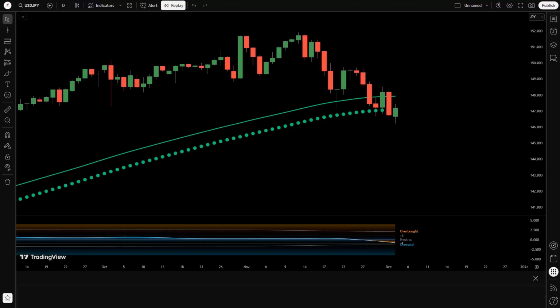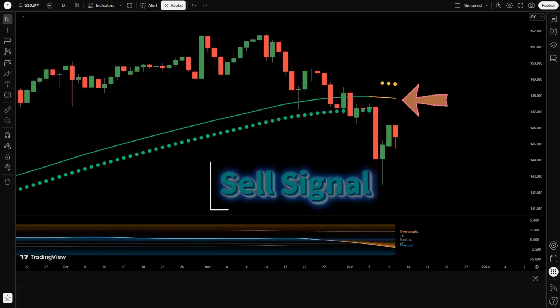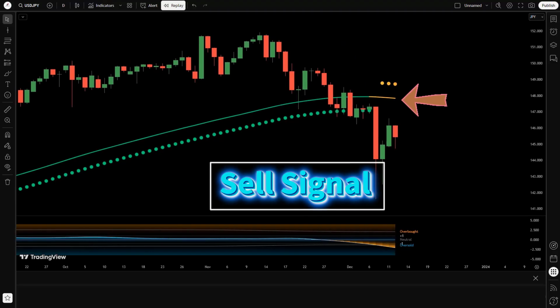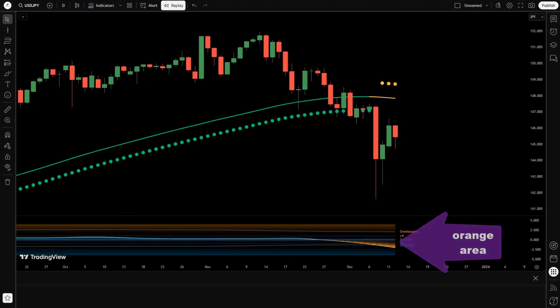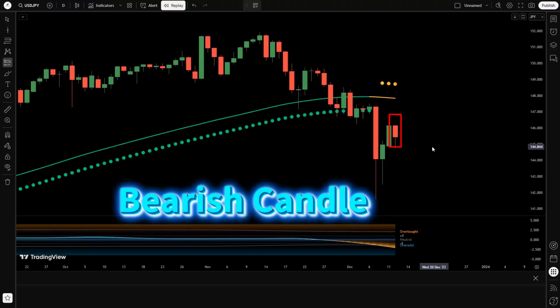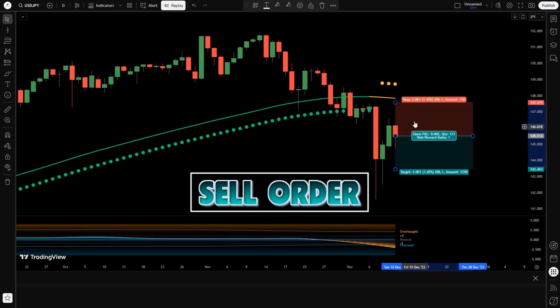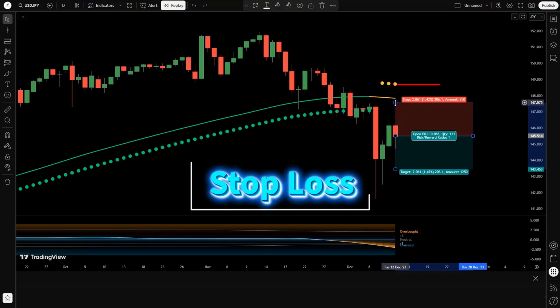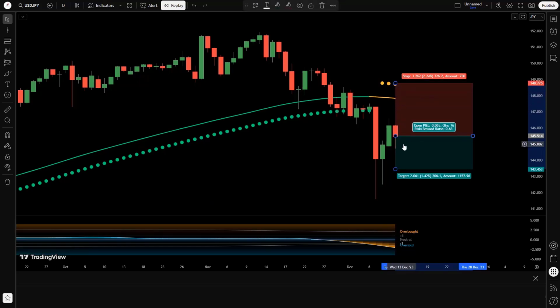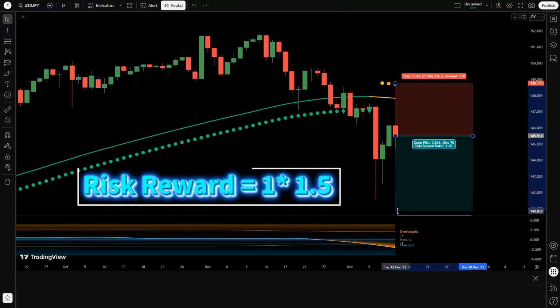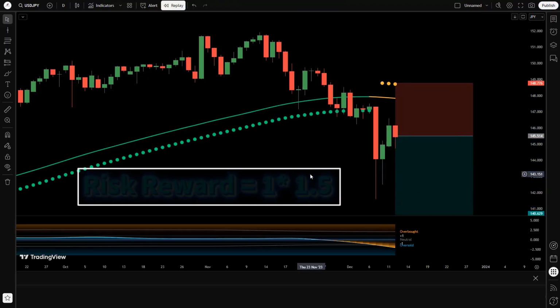Let's see some more examples, friends. When the trend filter indicator has given a sell signal, the Smooth Price Oscillator indicator has created an orange area, and the market forms a bearish candle, so all these conditions are met, then we have to take a sell order. And our stop loss should be placed on this falling line. And the risk-reward ratio will be 1:1.5.